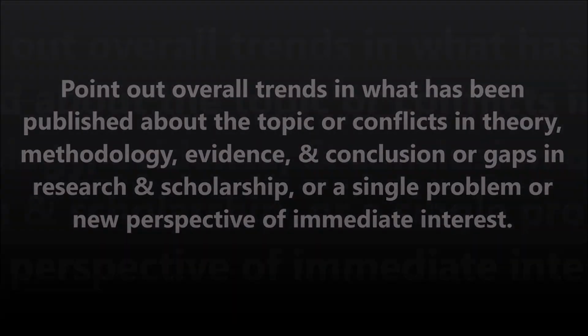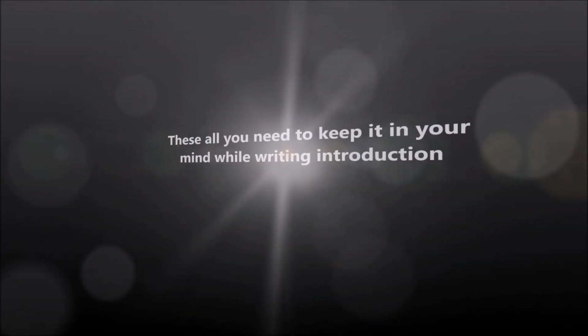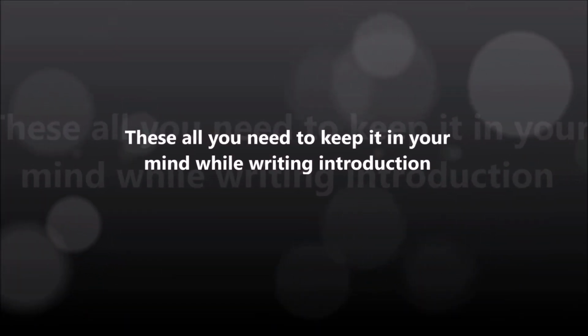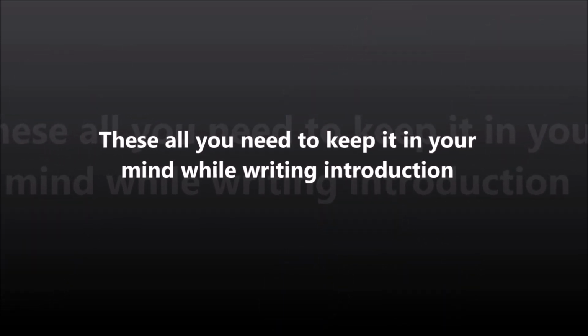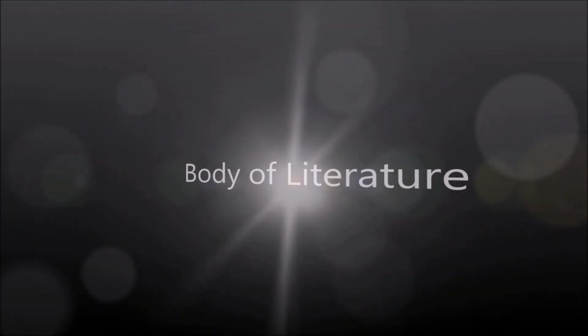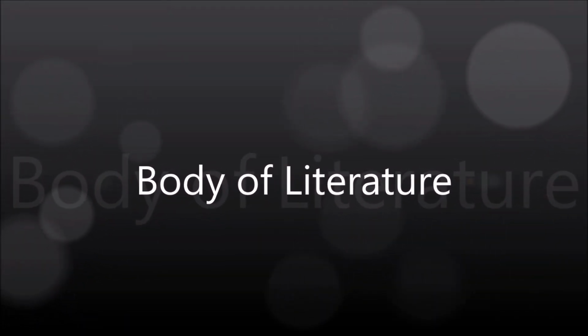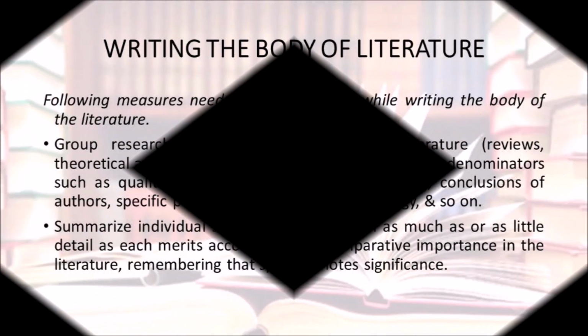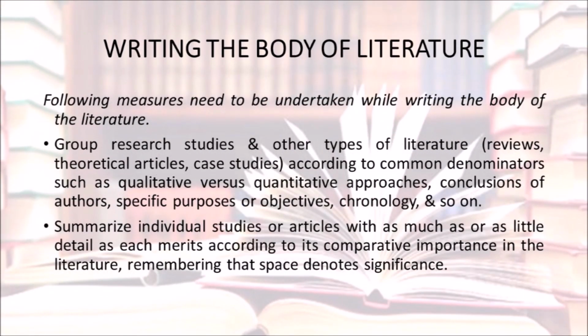Yes friends, all these parameters you need to keep in mind while writing the introductory part of the literature review. Next we will see the body of the literature, that is how to write the body of the literature. The following measures need to be undertaken while writing the body: group research studies and other types of literature according to common denominators such as qualitative versus quantitative approaches, conclusions of authors, specific purposes or objectives, chronology of the study, and so on.